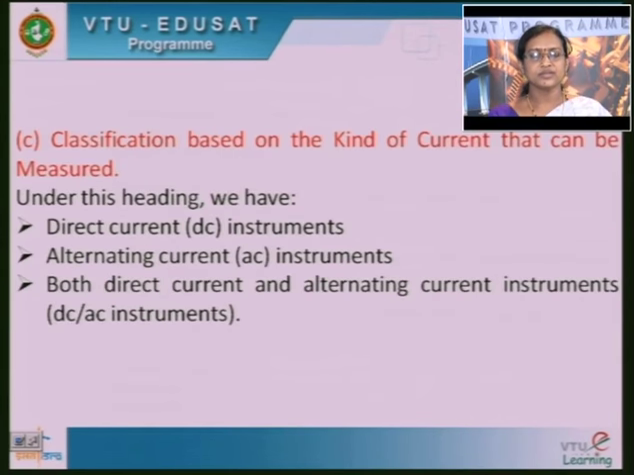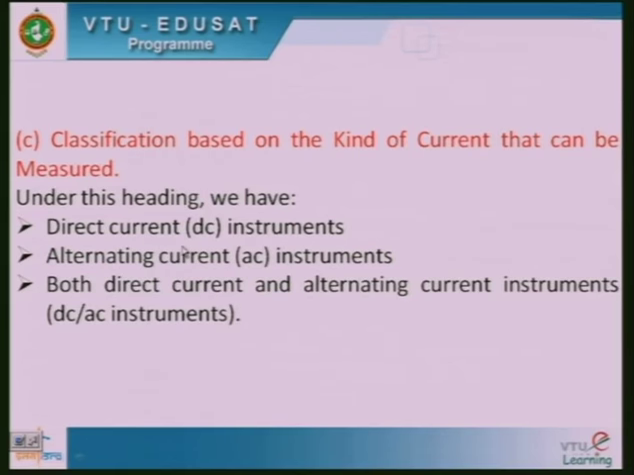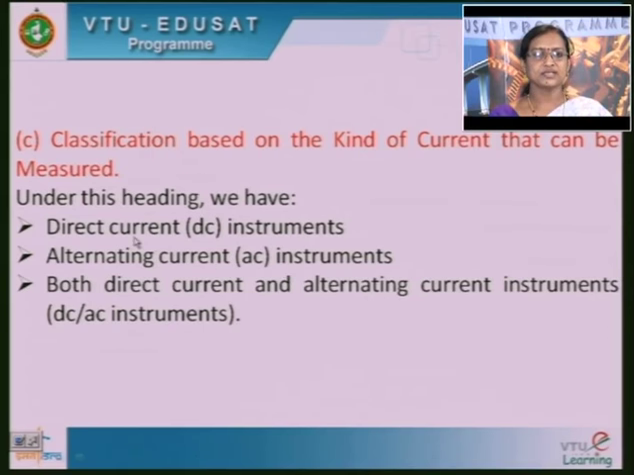Next will be the classification based on the current. We have already discussed the different types of currents we consider, that is alternating current and direct current. I explained already how the generated alternating current is converted into direct current. To measure alternating current, we require alternating current instruments, and for direct current quantities, we require direct current instruments.